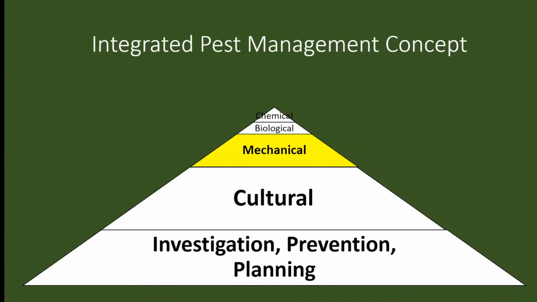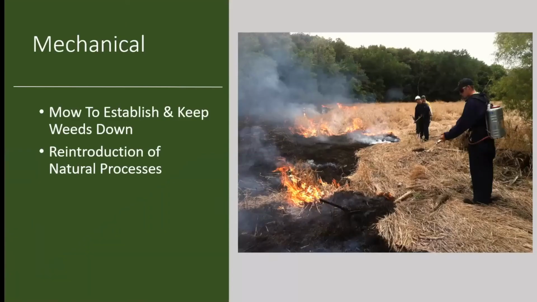Okay, so now that we've done the investigation, planning, and prevention, we've done the cultural, we are on to the maintenance side of things in using mechanical. So what does mechanical mean in natural areas restoration? Well, largely it means mowing for year 1, 2, potentially up to year 3, which helps cut back on the weeds. It also gets light down to your native seedlings to help them establish.